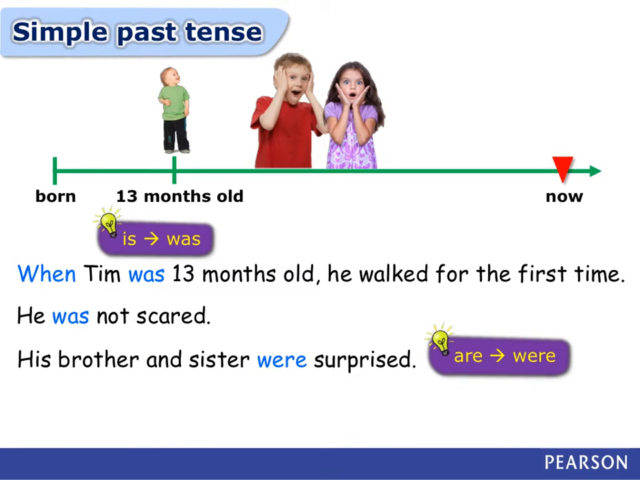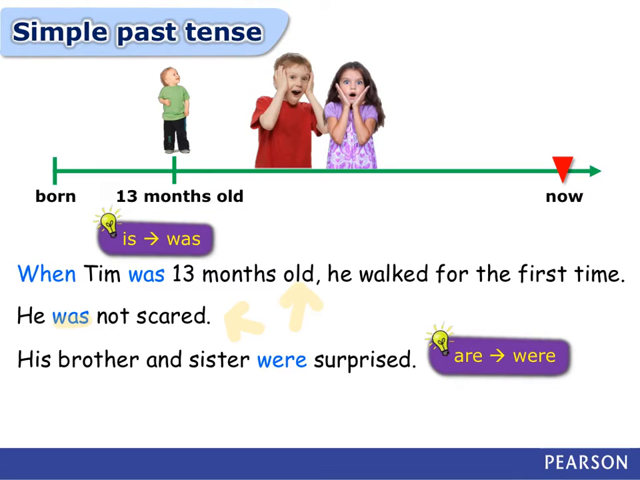Okay, so let's look at some sample sentences. When Tim was 30 months old, he walked for the first time. He was not scared. So the second sentence is still describing the feeling over the incident of the first sentence. That's why we keep using past tense.